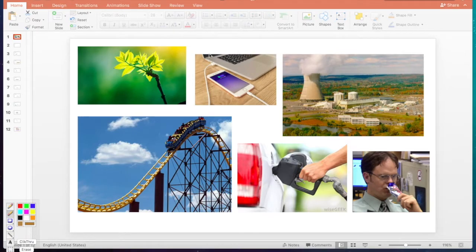How is it possible that light can cause a plant to grow, that elevation can cause a roller coaster cart to move down a hill, that a battery can give and gain power? What do these things have in common? How are these things possible? Well, they are all examples of the uses of energy.